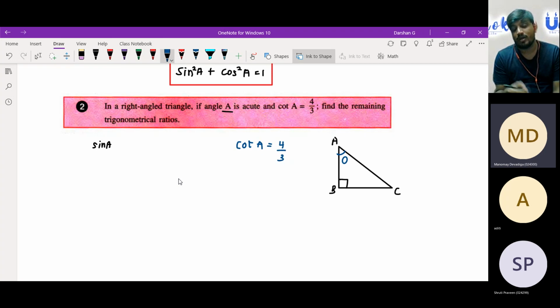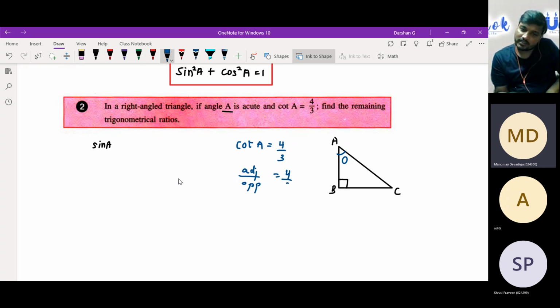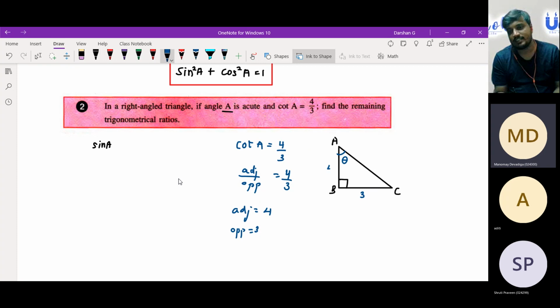Cot is what? 1/tan. What is tan? Opposite by adjacent. So cot A is adjacent by opposite, which equals 4/3. Now I can equate adjacent to 4, but it is not exactly 4, it's 4x. But I'm not really worrying about that. I'll be putting adjacent as 4, opposite as 3.